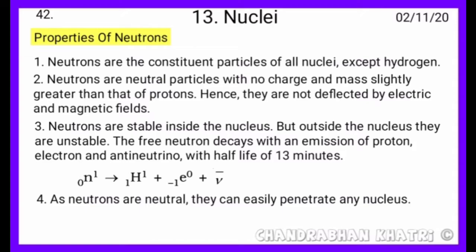Third point, neutrons are stable inside the nucleus, but outside the nucleus, they are unstable. The free neutron decays with an emission of proton, electron, and antineutrino with a half-life of 13 minutes. 0n1 equals 1H1 plus -1e0 plus ν̄. That is the antineutrino. Fourth point, as neutrons are neutral, they can easily penetrate any nucleus.